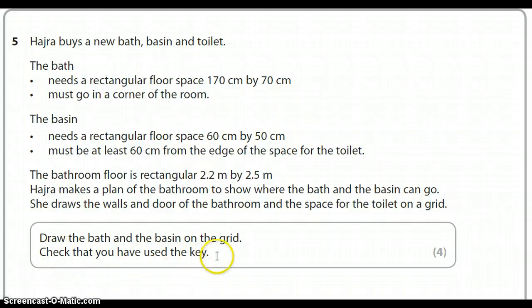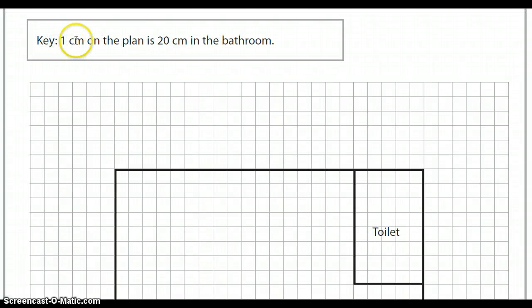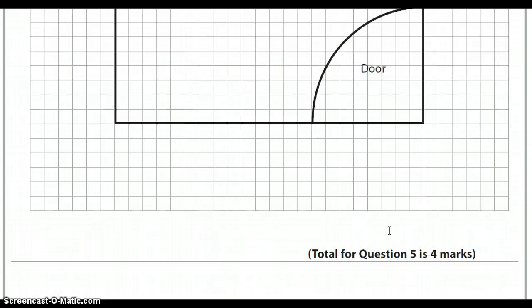Check that you have used the key. Key: that many cm on the plan is that many cm in the bathroom. Toilets. Door.